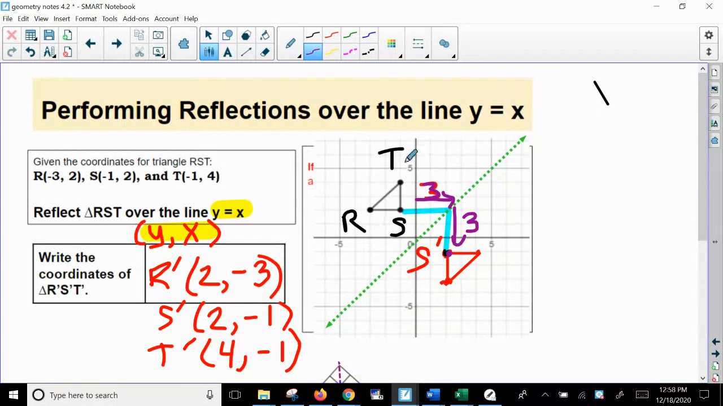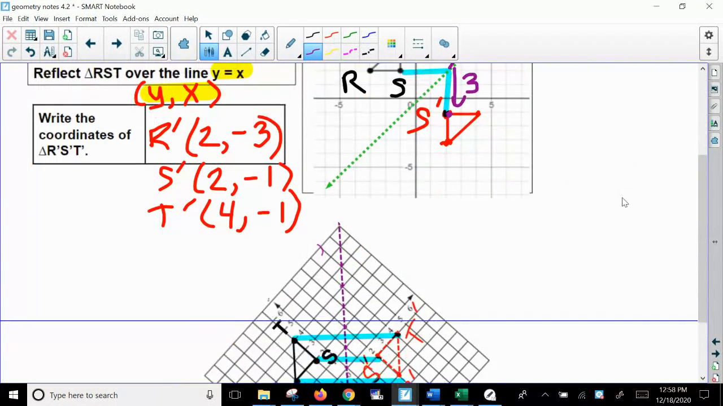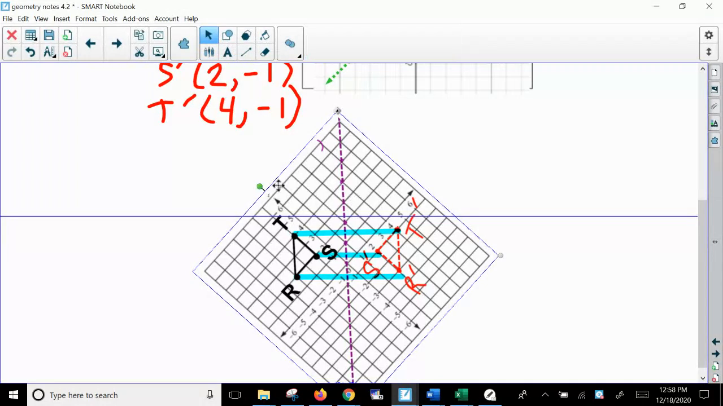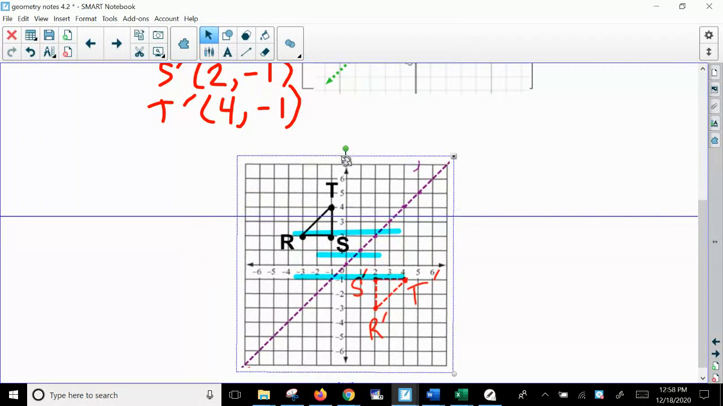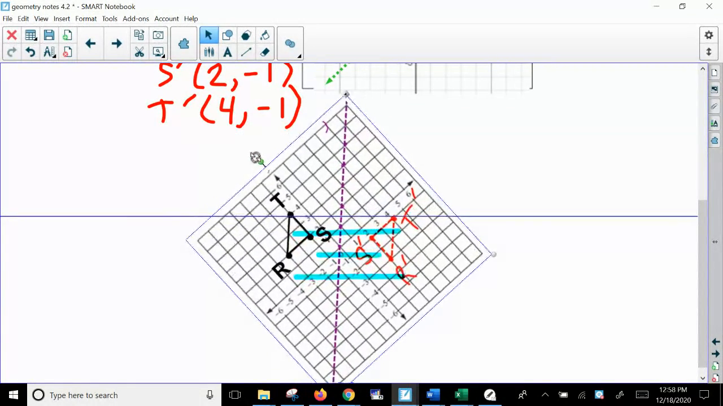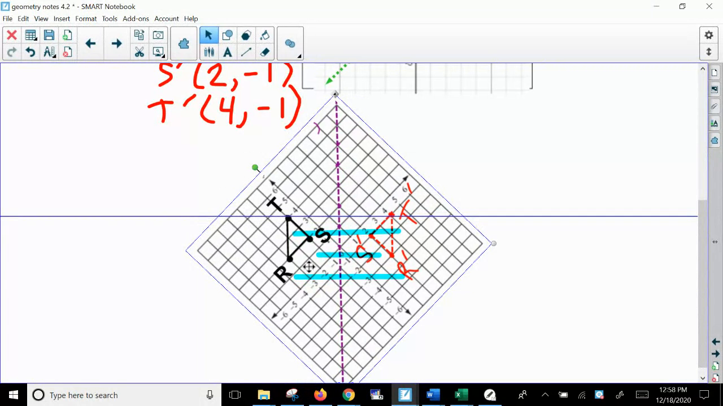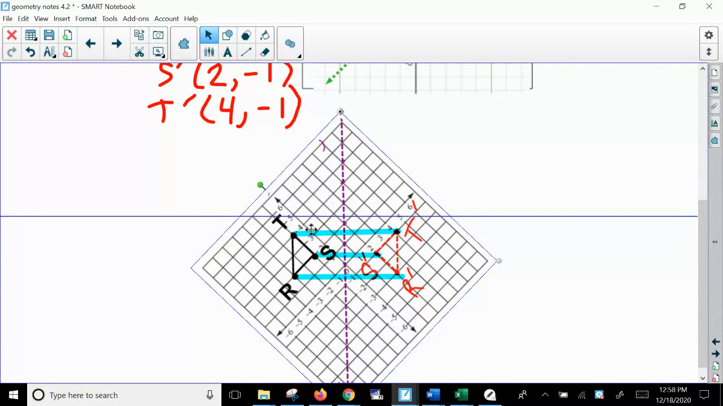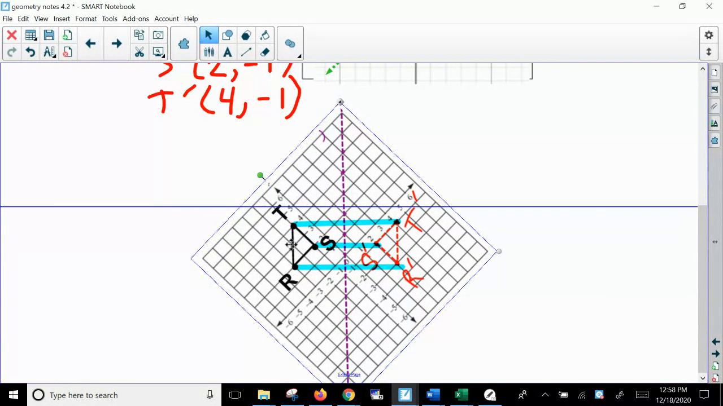The over and down method works every time. So if you'd rather use the graph and you have a hard time reflecting over a slanted line, you can use the over and down method. Some people have a hard time seeing how that is truly a reflection because the reflection line is slanted. But I tell people if you were to turn the graph so that your reflection line is horizontal instead of slanted, then you should be able to see, yes, point T went straight across the reflection line. So did point S and point R.